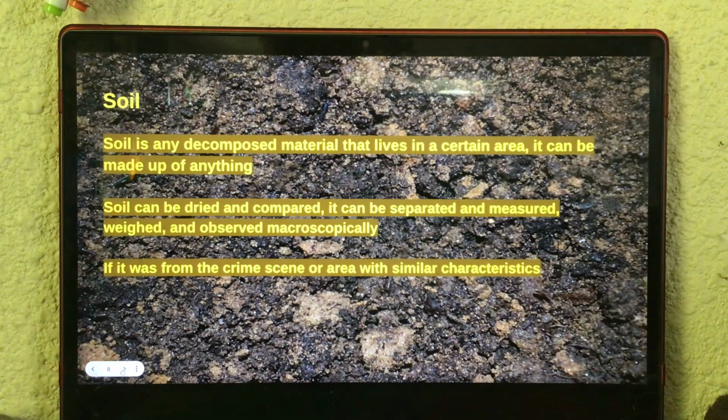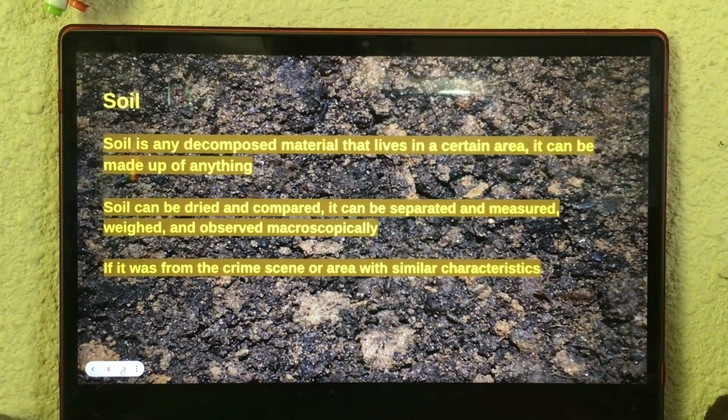Soil is any decomposed material that lives in a certain area. It can be made up of anything. Soil can be found on anything: shoes, clothing, tire tread, tools, just to name a few. It should be collected and stored in paper envelopes or cardboard boxes that are sealable, metal containers, or glass vials.